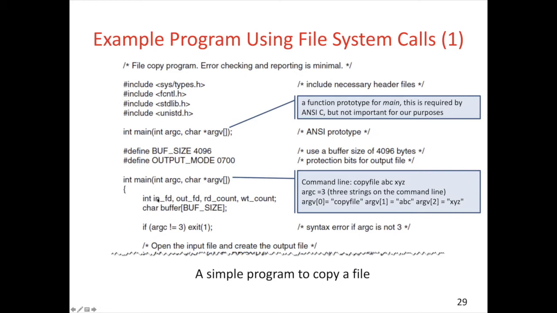We have in file descriptor, which is going to contain an integer value, and similarly out file descriptor. Read count and write count are other integers to be used in the program. We have a character buffer of the buffer size described here. If the value of argc is not equal to 3, then exit with 1. There is a syntax error if argc is not 3.